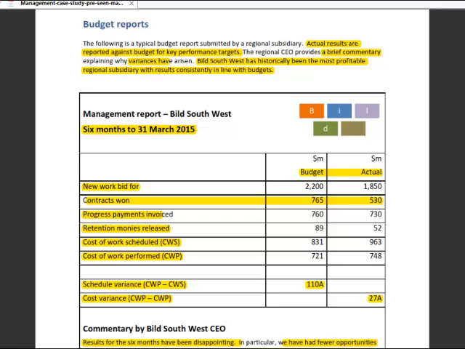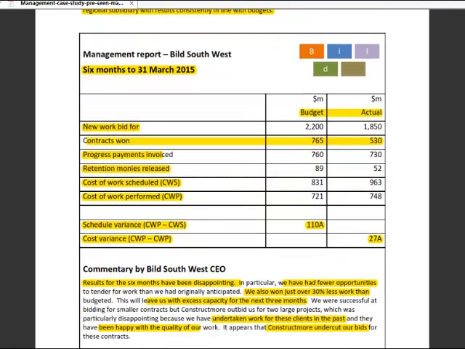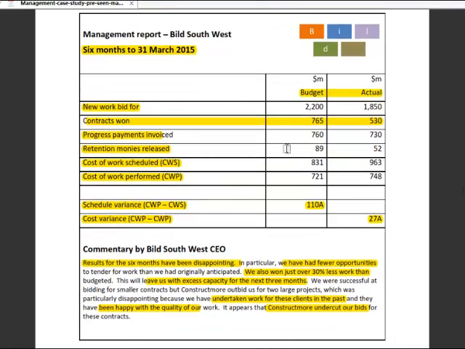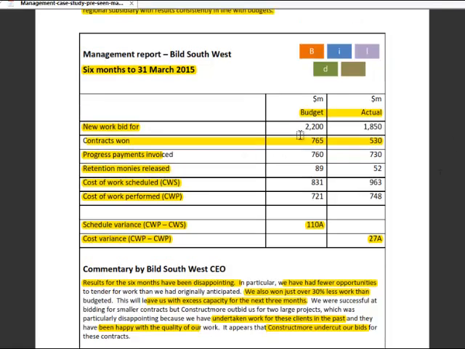We need to maybe have some more knowledge about what each of these subsidiaries is doing. But let's have a look at the management report for the 6 months to March 31st, 2015. So we've got some performance indicators here, or performance measures. We've got budget, we've got actual, we need a variance perhaps. And obviously the first question would be to say, well, why have these performance measures been chosen? Are they the most appropriate? For example, new work bid for. In that 6 months, we bid for that and we've won some contracts, 530.